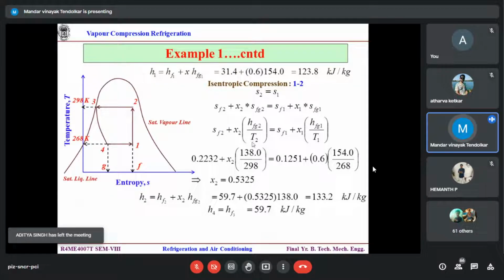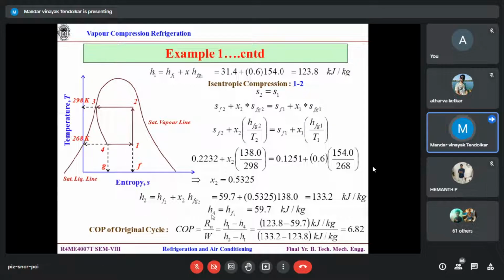So now you know H1, you know H2, you know H3 equal to H4. You can calculate the COP. Is this correct?